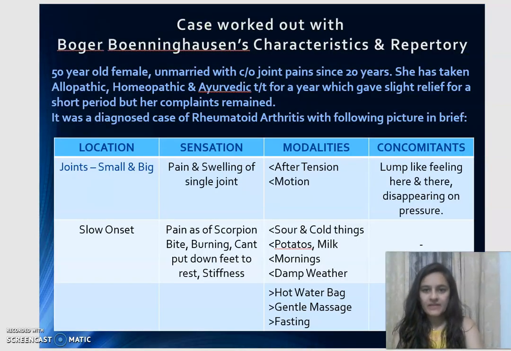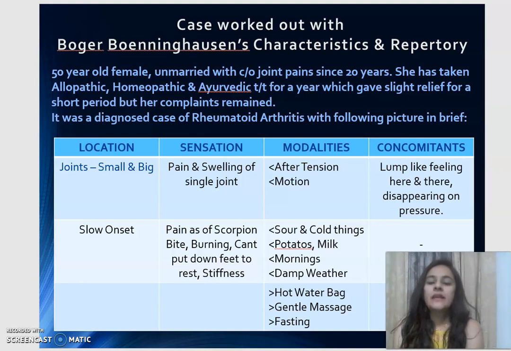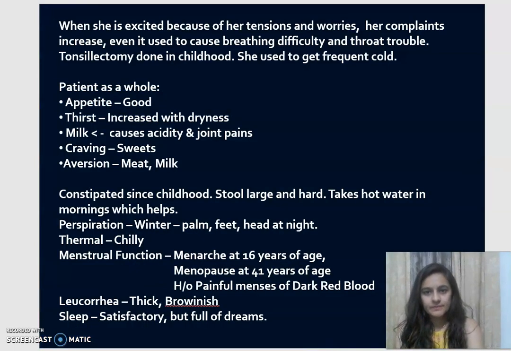Now this is a case that I have attached to help you understand better. This is a case worked out with BBCR, that is the Bogle-Boenninghausen-Hussain repertory. It's about a 50-year-old unmarried female with a complaint of joint pain since 20 years. She has tried many kinds of treatment with slight relief, but her complaint remained. It's a diagnosed case of rheumatoid arthritis with the following symptoms.